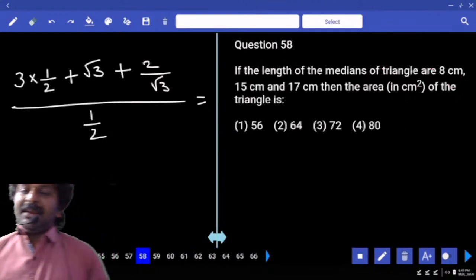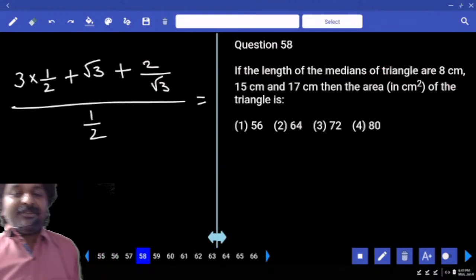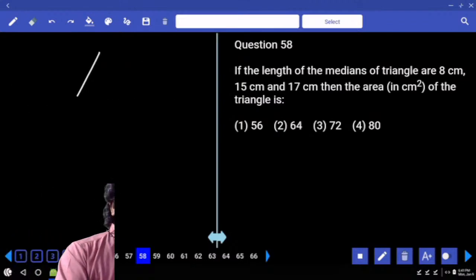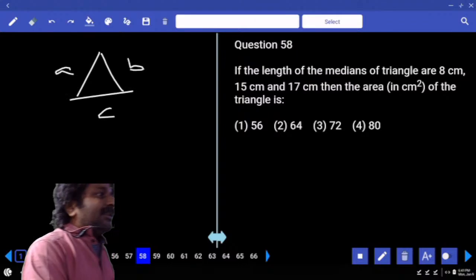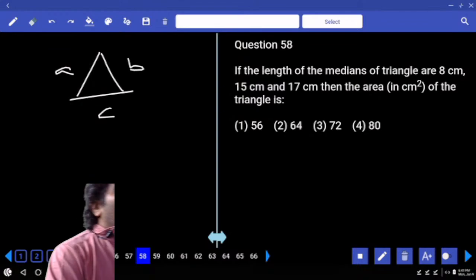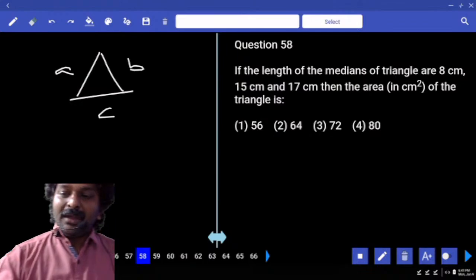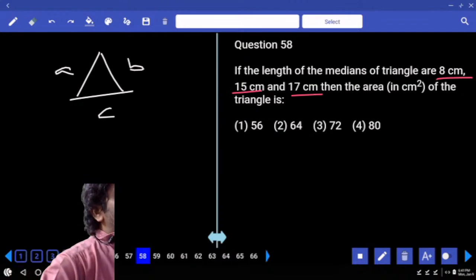If the lengths of the medians of a triangle are 8, 15, 17 centimeters, then find the area. See, when you are given the sides of any triangle, A, B, C, how will you calculate the area? Under root of S into S minus A, S minus B, S minus C. Correct? But now 8, 15, 17, what are these?